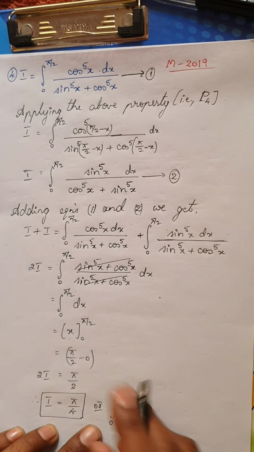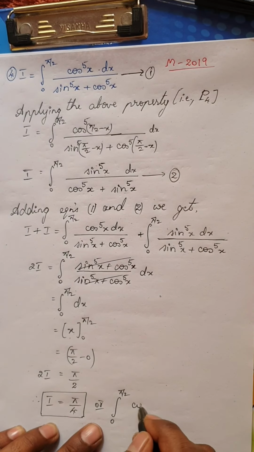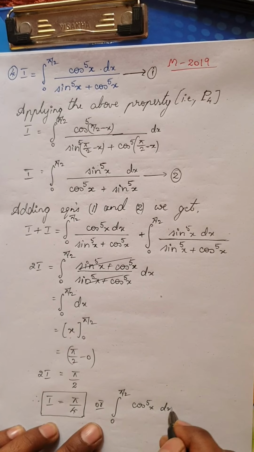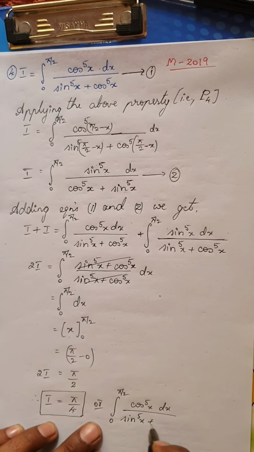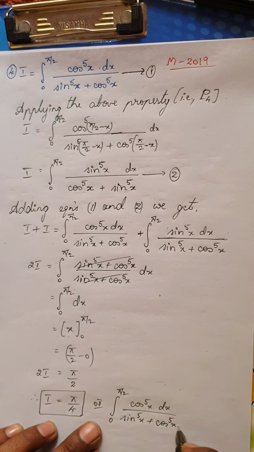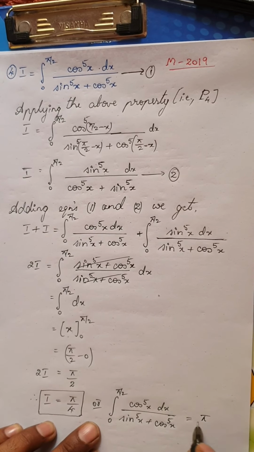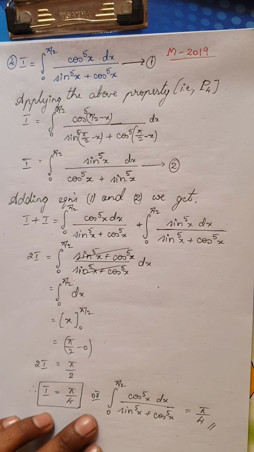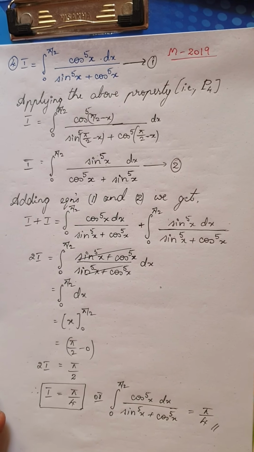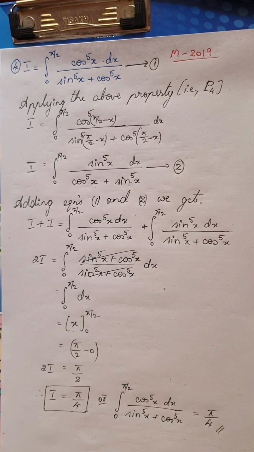Or else, as we usually do, you can write the same question as integral 0 to pi by 2. The original question was cos power 5x dx divided by sin power 5x plus cos power 5x is nothing but pi divided by 4. Very simple proof solutions this is. If they ask you, you can easily get the answer.